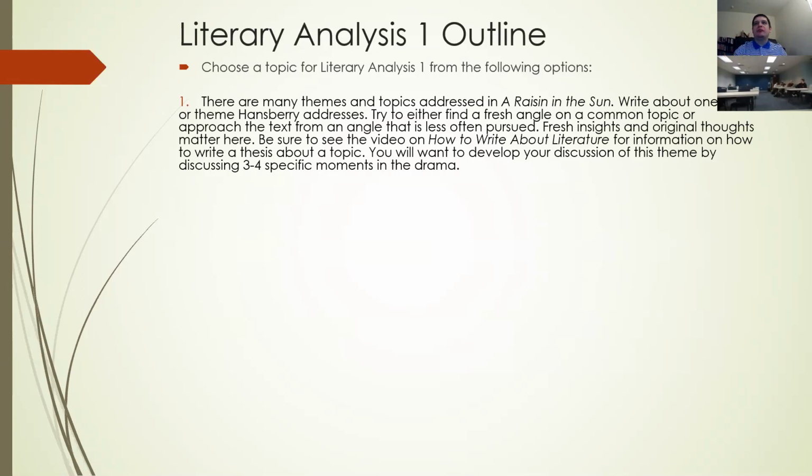Your first option is to identify a specific theme or a topic that Hansberry addresses in Raisin in the Sun. So you might think about, how does she talk about racial relations? Or how does she talk about Africa? How does she talk about wealth or poverty? How does she talk about religion? You might think about family dynamics. How do the characters relate to each other? How do they bring up some difficult questions? What are the important things to these characters and to this author?